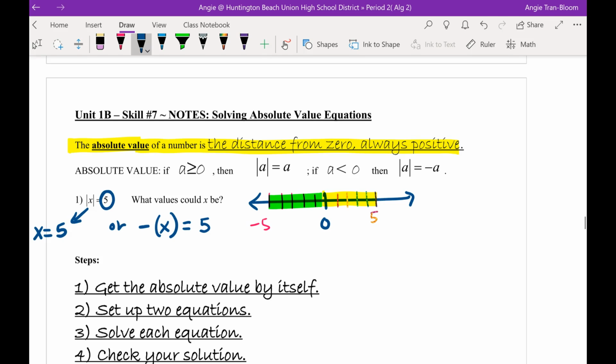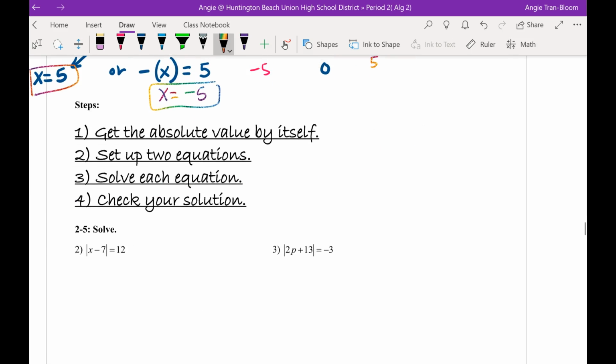So if negative x equals 5, what is 1x? What do you do after you write negative x equals 5? How would you solve for x there on the right side? Divide both sides by negative 1. So x is negative 5. So that's why we have 2 answers for this absolute value. It can be at negative 5 or it can be at positive 5. Then you always want to check your answers. So let's go do the exam.